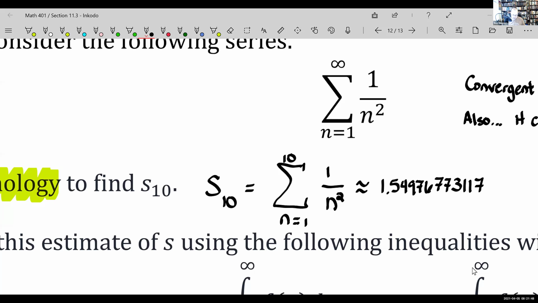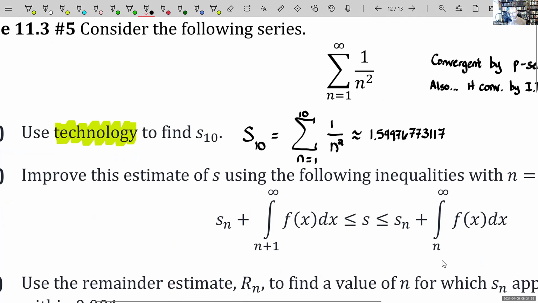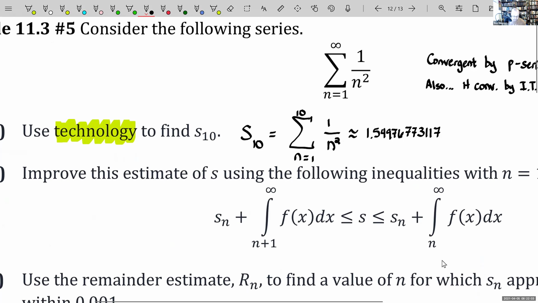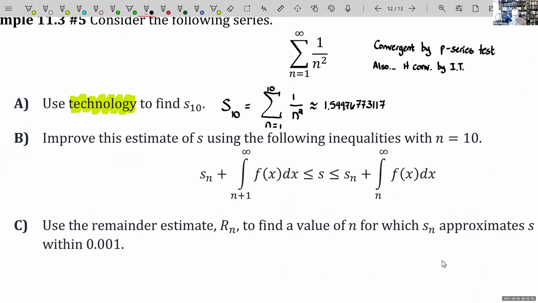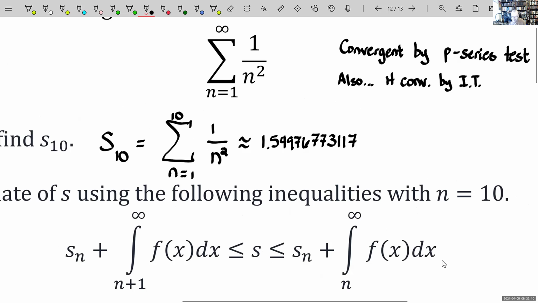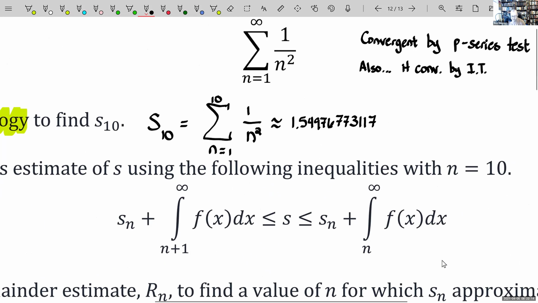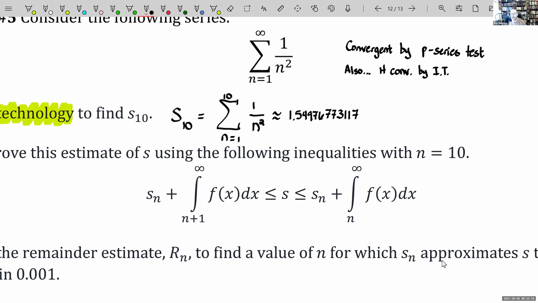That's pretty easy. Just summing up, using technology to help us sum the first 10 terms. Nothing big. I would not have you do that by hand. That'd be just no fun, right? It would be 1 plus 1/4 plus 1/9 plus 1/16. You'd have to add a bunch of fractions. No fun. So let's go ahead and improve this estimate of our true sum. By the way, that's not the true sum. It's an estimate for the true sum by using the following inequalities with n equals 10.